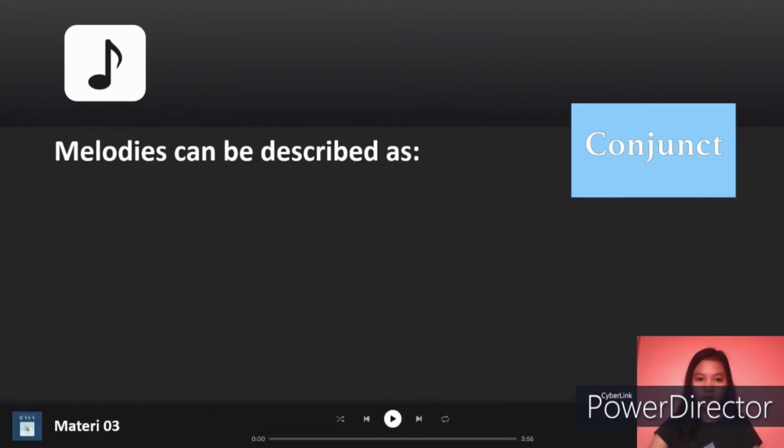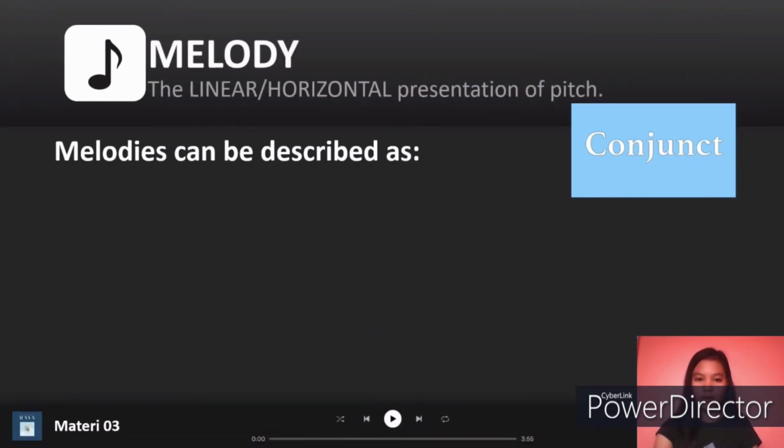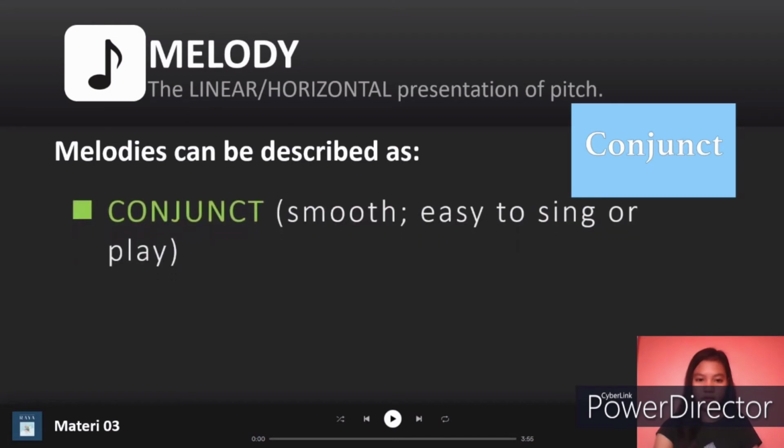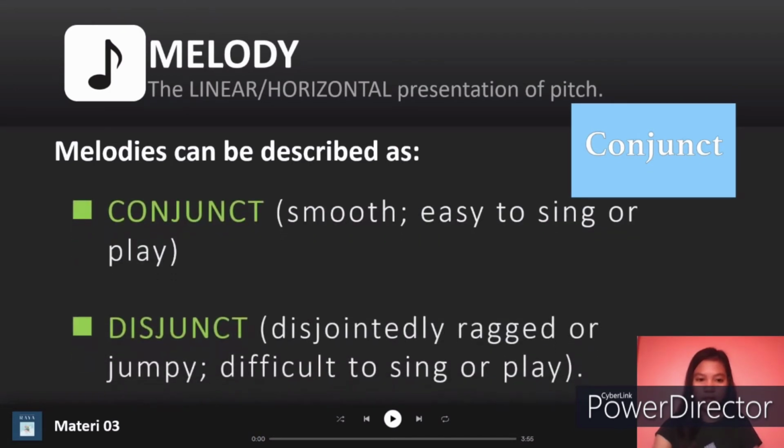So, melodies can be described as conjunct and disjunct. Sa conjunct, there is the melody that is moving by full or half step. While sa disjunct naman, ito yung melody that rises and falls quickly, with large intervals between one note and the next. So, pakinggan natin kung ano nga ba yung tunog ng conjunct at disjunct.